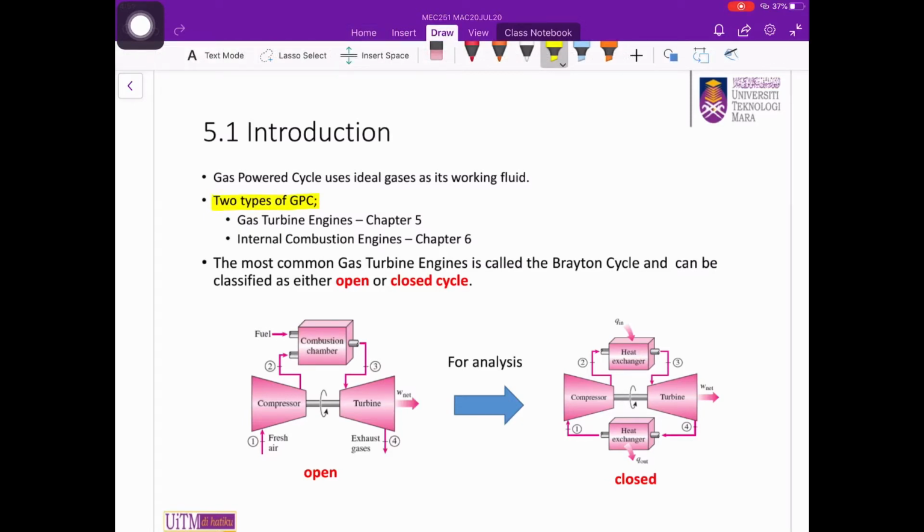There are 2 gas-powered cycle types that will be covered in MEC251 Thermodynamics. They are the gas turbine engine, which will be discussed in the current chapter, and internal combustion engines, ICE, that will be discussed later in Chapter 6. The most common basic operation of a gas turbine engine is the Brayton cycle.